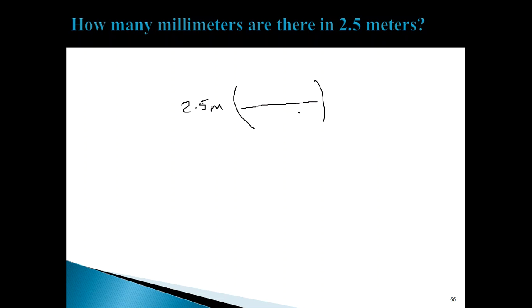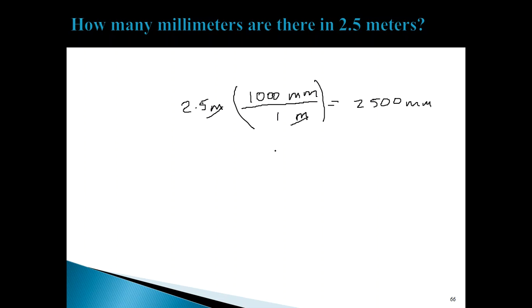And the conversion factor, as I said before, must be such that you have meters down here and millimeters above, right? So that this meter unit will cancel with that meter unit. So here we're going to put the numbers which show you the relationship between the two units. And as we said earlier, 1,000 millimeters is equal to 1 meter. So when you do this calculation, you're going to end up with 2500 millimeters as your answer. All right. So that's basically how you do it.